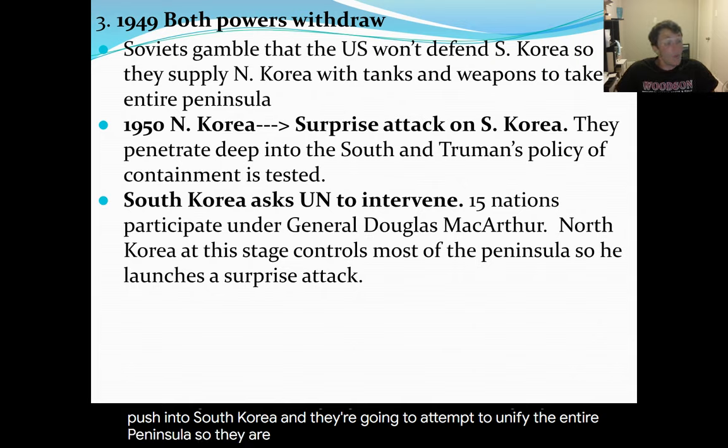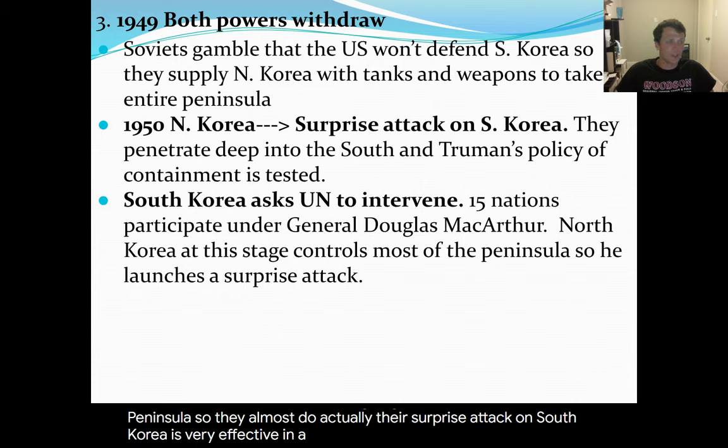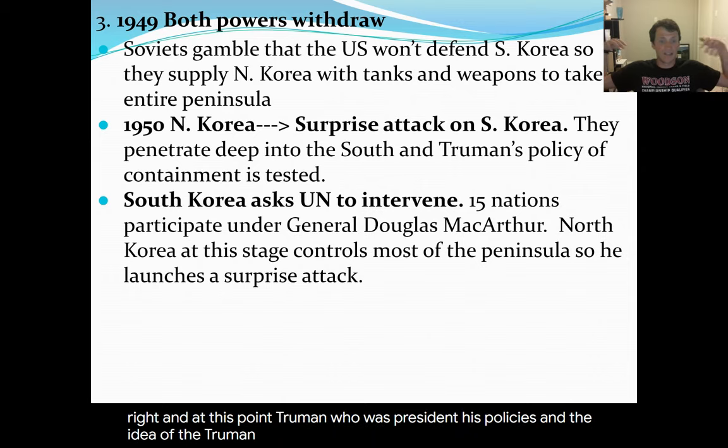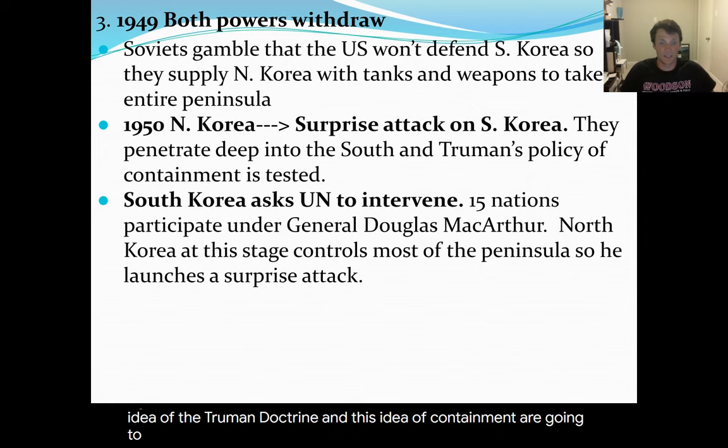So they almost do, actually. The surprise attack on South Korea is very effective, and it penetrates very deep into the South, right? And at this point, Truman, who was president, his policies and the idea of the Truman Doctrine and this idea of containment are going to be tested, right?